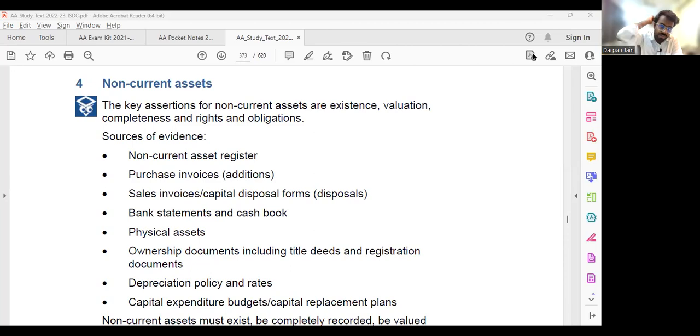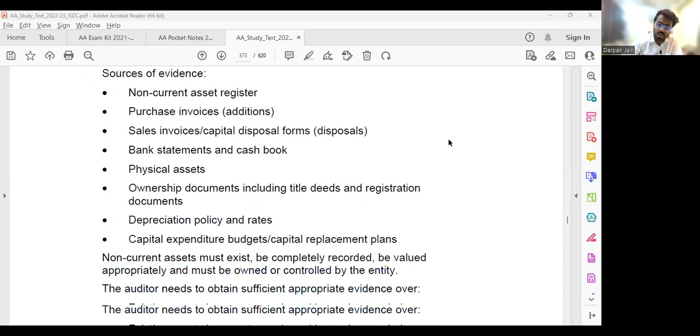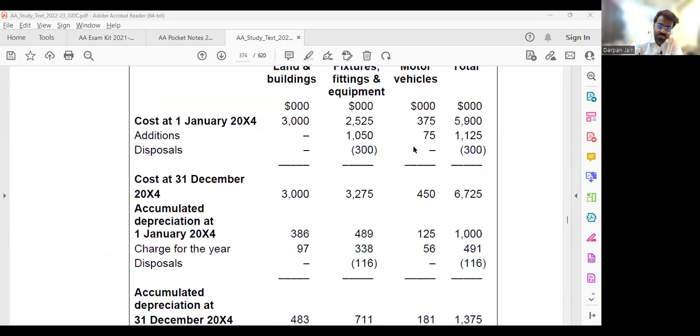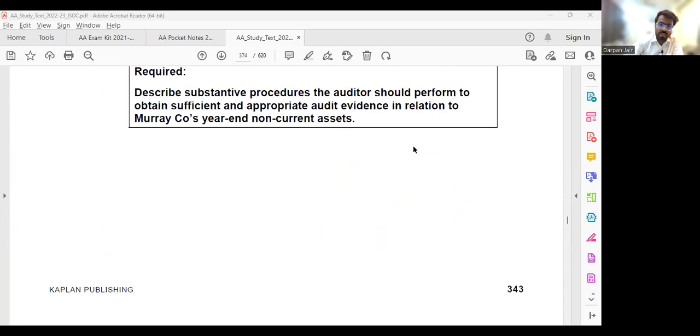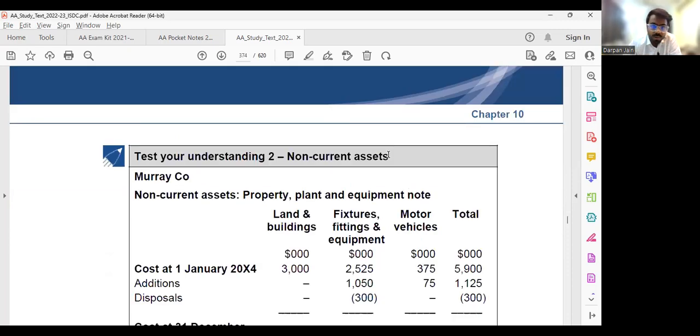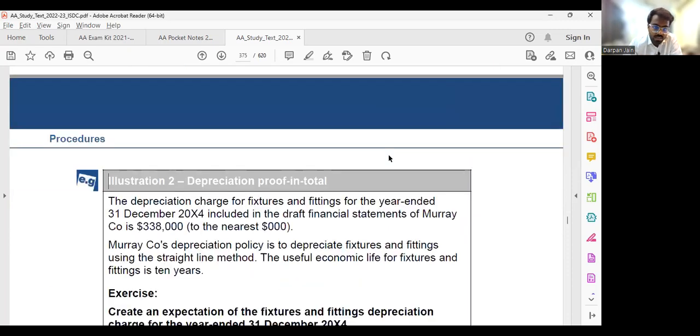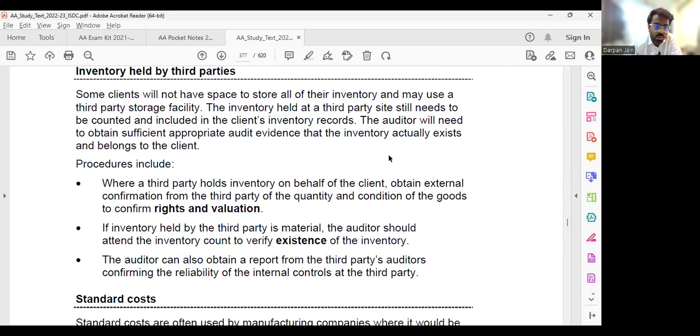On these sources of evidence, you will perform different audit procedures. Let's see the audit procedures now. Let's go and see the audit procedures. The procedures are in the Test Your Understanding 2 answer. So I'll go to Test Your Understanding 2.